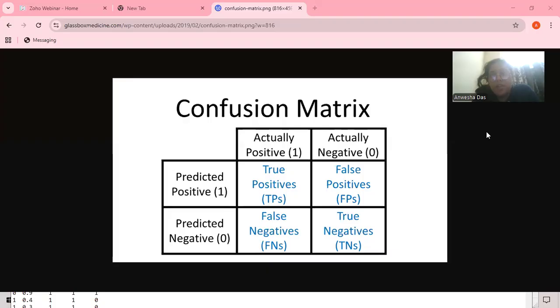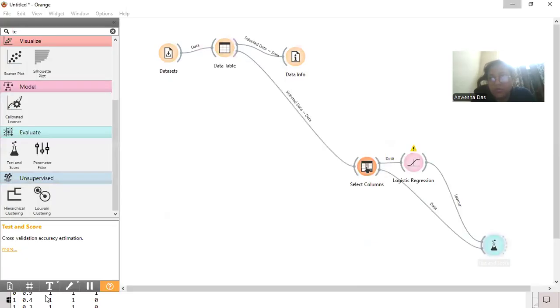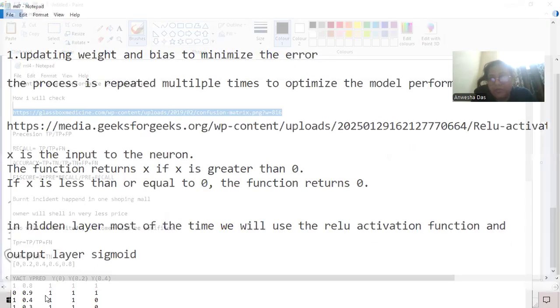Let's discuss the confusion matrix. The confusion matrix is very important. If I want to check the model performance of a classification algorithm, then I'll go for a confusion matrix. From that confusion matrix, I will write the formulas of precision, recall, F1 score, and accuracy. I hope you are clear. Let me open the notepad, then it will be very easy for you and for me as well.